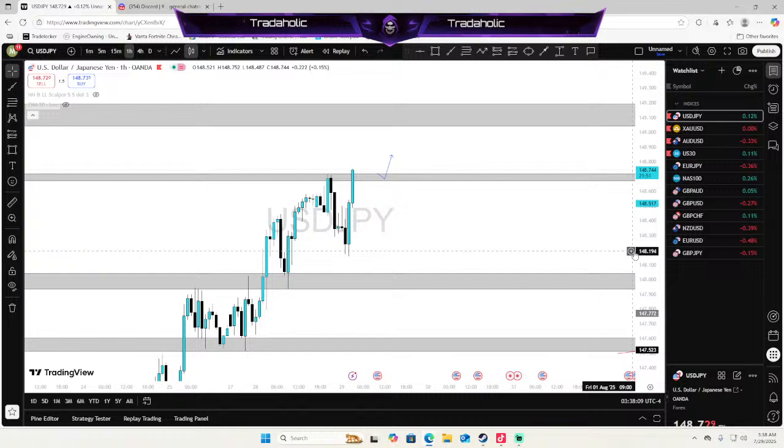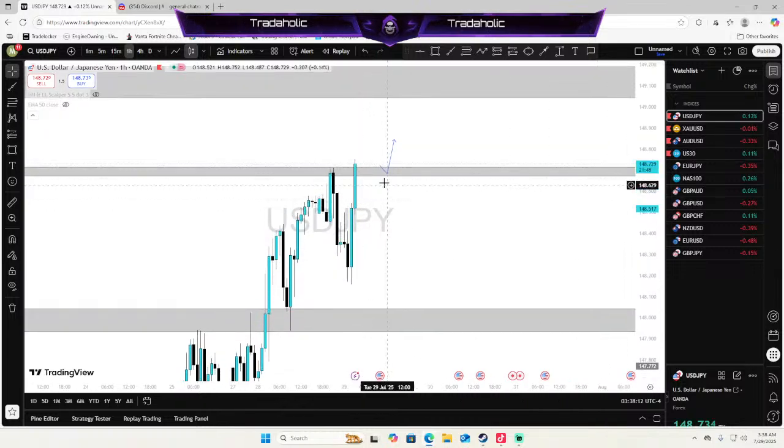So we're getting a breakout on this 1 hour candle. We've got 21 minutes left until this 1 hour candlestick close. So hopefully we can get a close above this area.